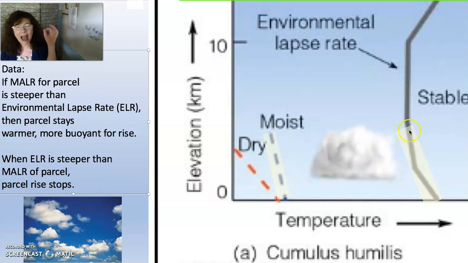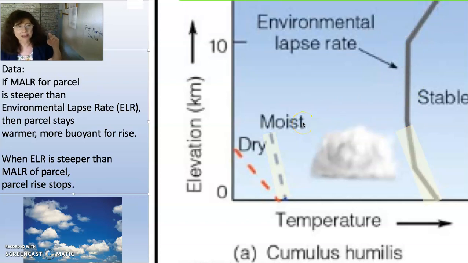And as soon as the cloud parcel gets to the isothermal section of the environmental lapse rate, it is now cooler than the environment, which is not losing any warmth at all in that isothermal area. So this is the top of the cloud. It can't ascend any further.